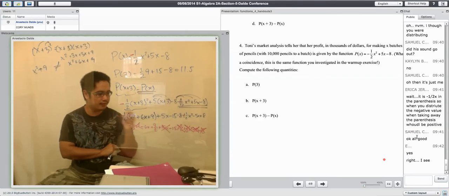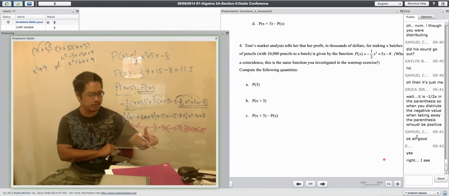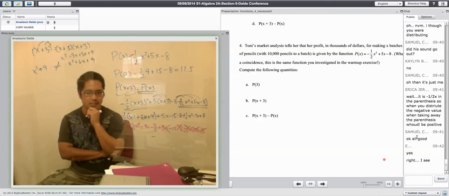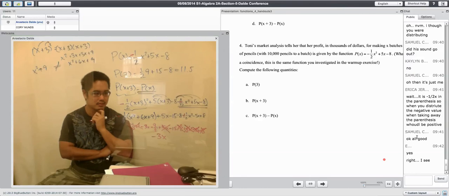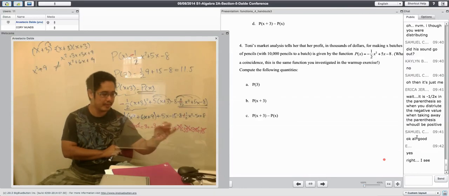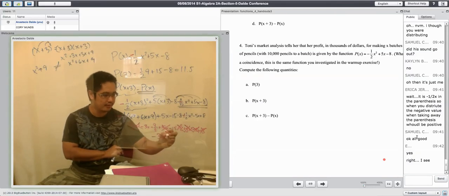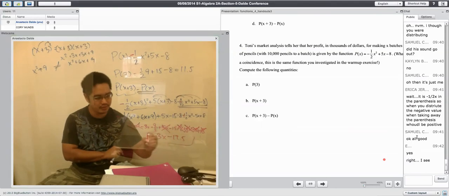So I have negative. Oh, I'm sorry. And this is not negative 6, this is negative 3, because when I multiply it by 1/2, 6 times 1/2 is 3. So I have negative 3x minus, okay, and this would be minus 19.5. This is my answer.